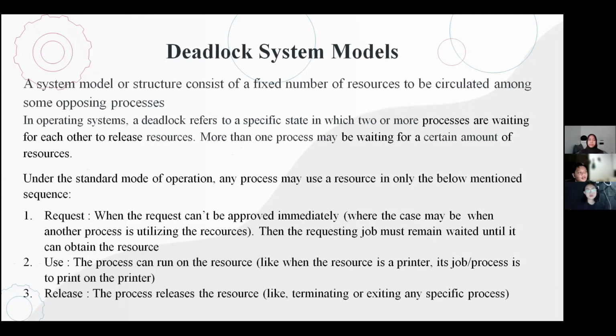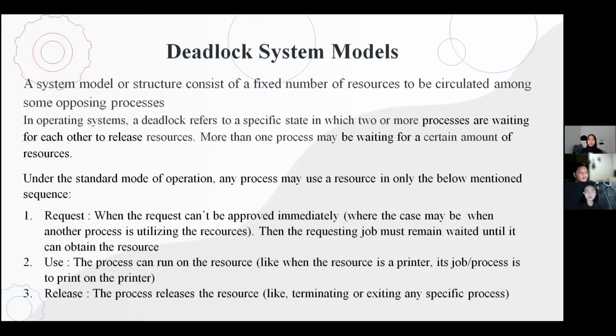Deadlock system models. A system model or structure consists of a fixed number of resources to be circulated among some opposing processes. In operating system, a deadlock refers to a specific state in which two or more processes are waiting for each other to release resources. More than one process may be waiting for a certain amount of resources. Under the standard of operation, any process may use a resource in only the below-mentioned sequence.